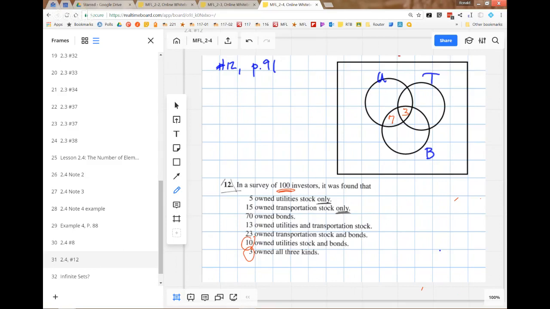Okay. Next one, 23 on transportation and bonds. Transportation and bonds. That intersects right here. The side of the 3, yeah. So how many is it now? 20? Yeah, 20. So that's got to be a 20. Okay. Now it says 13 owned utilities and transportation. Utilities and transportation. That's this part up here. 10. 10? Yep.